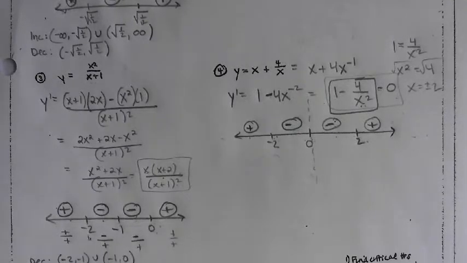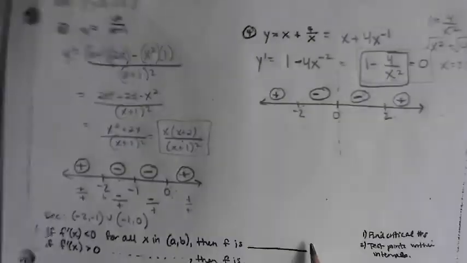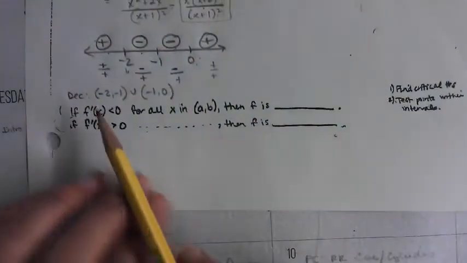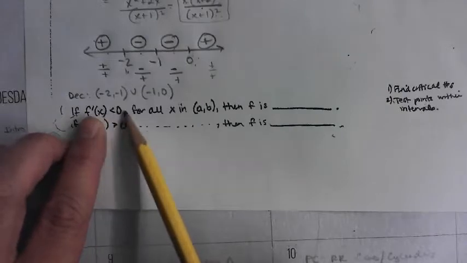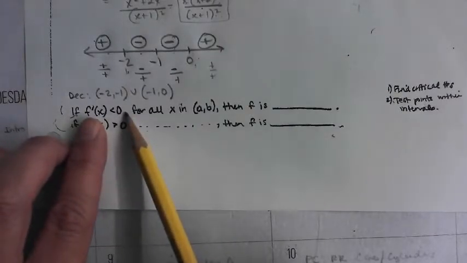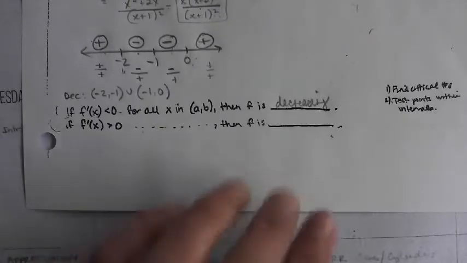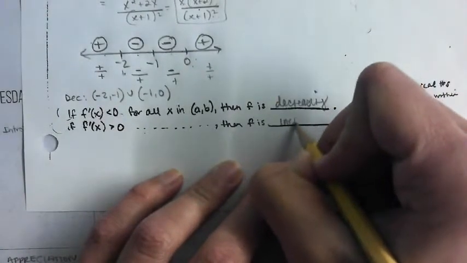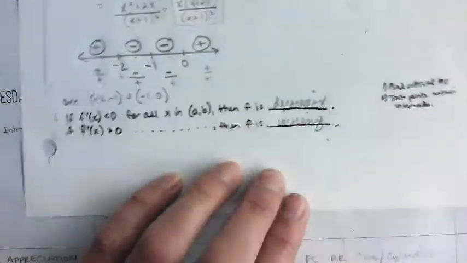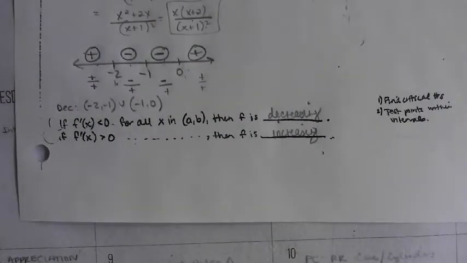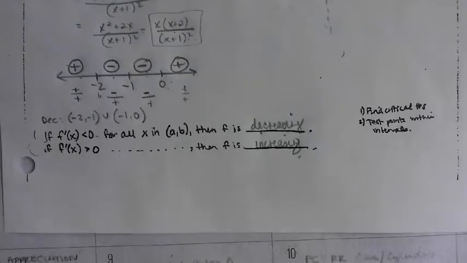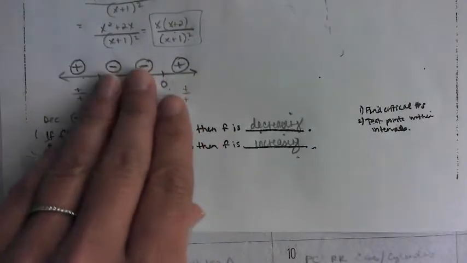Anything else? Okay. Just generally speaking, if the derivative is less than 0, meaning the derivative is negative, then f is decreasing. So if the derivative is negative, then the original function is decreasing, and if the derivative is positive, then f is increasing. So you're just finding your critical numbers and testing points within those intervals.